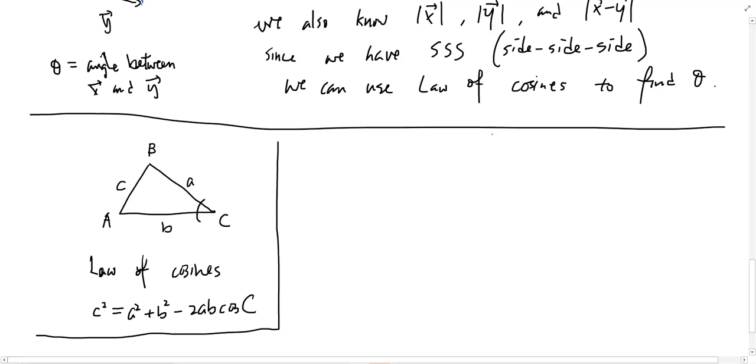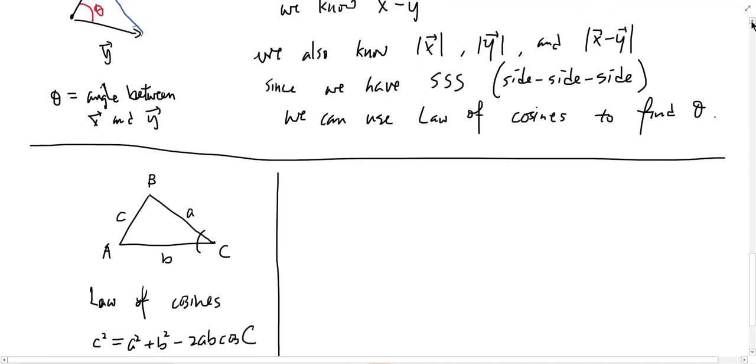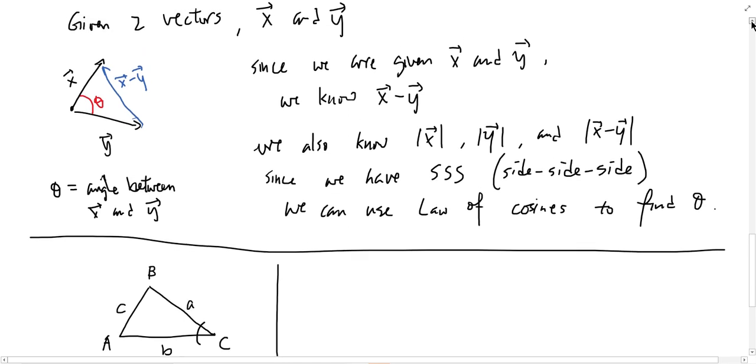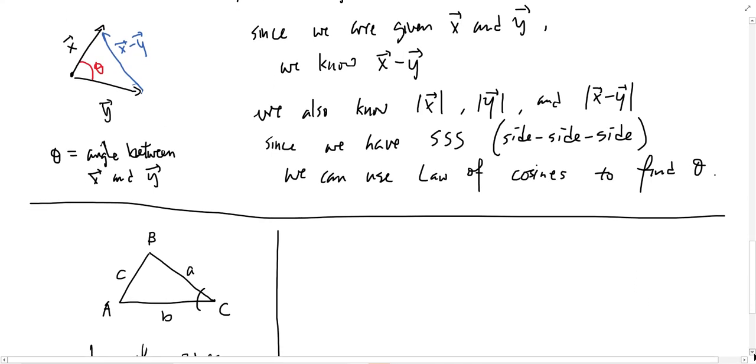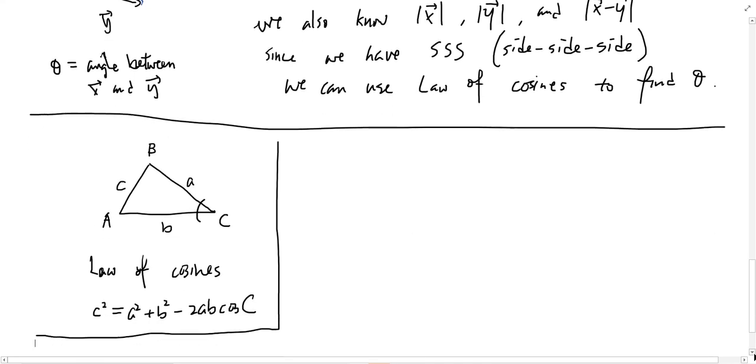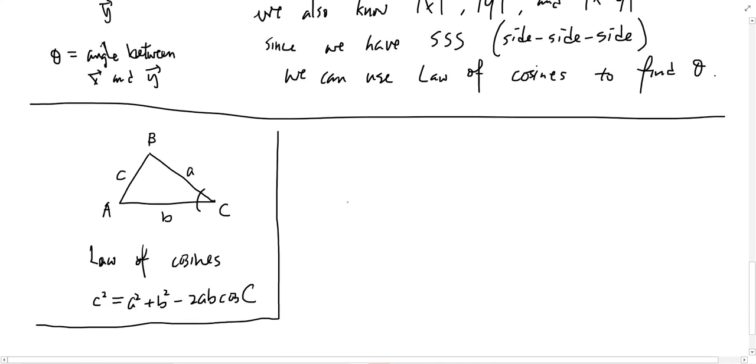If you once again look at the picture that we had before, maybe I just amend the picture up at the top. Notice that we just have this angle right here that we're looking for. Actually, let me redraw the picture. So here's my vector x, here's my vector y, and here's my vector x minus y. So here's my angle theta. That angle is kind of like angle C in this picture.